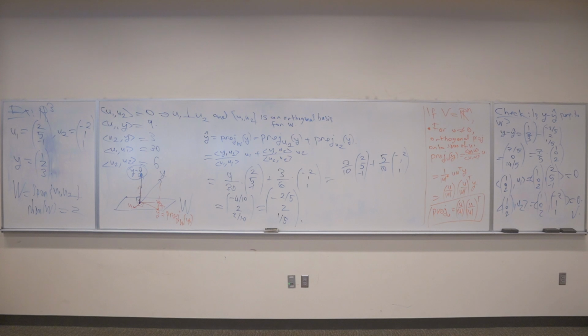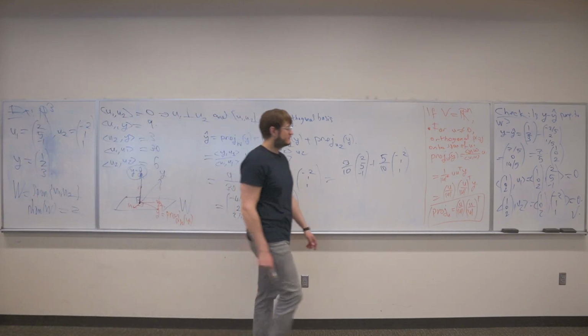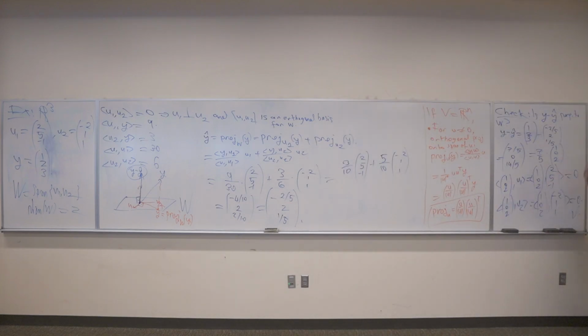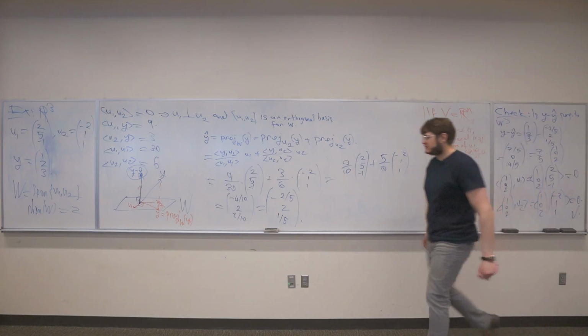Any other comments? Yeah. If y is already perpendicular to w, are you just going to get the 0 vector as y hat? Yeah, very good. In fact, I'll leave that to you. Take this vector, (1, 0, 2), compute the orthogonal projection of it to W. You're going to get the 0 vector. Very good.